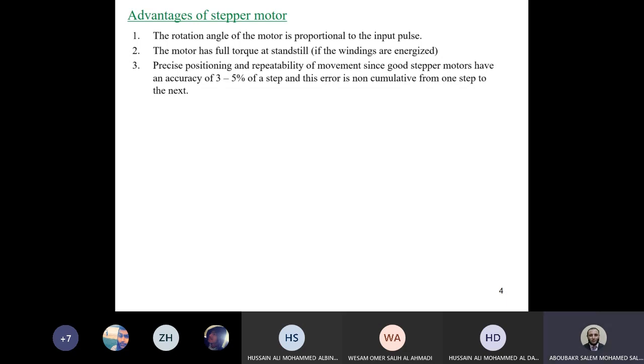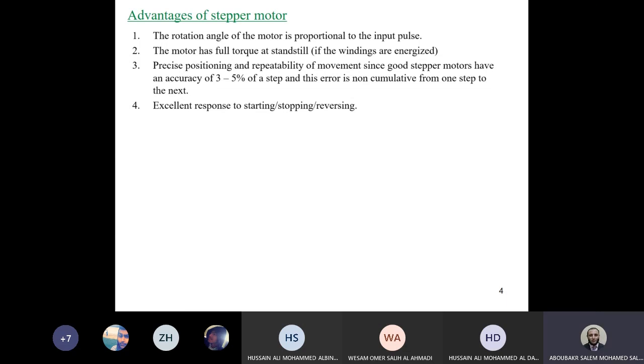This is because we define the switching pulses exactly and we know the position of the motor, and therefore the error is not cumulative. This means if we have an error in the first step of the motion and we change the pulse sequence to the next step, we will not have accumulated error. The error can be neglected or removed. And this is considered an advantage of this type of motor.